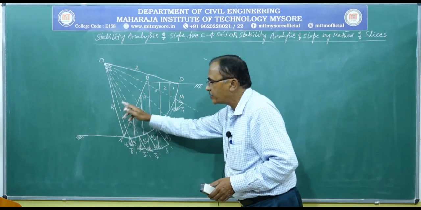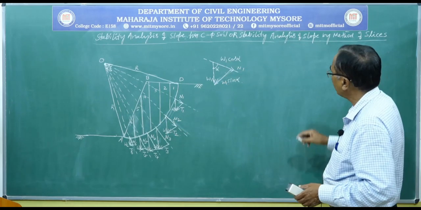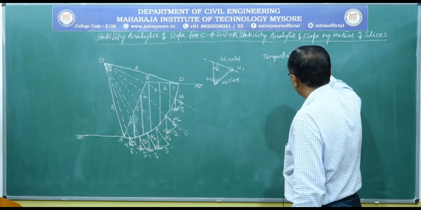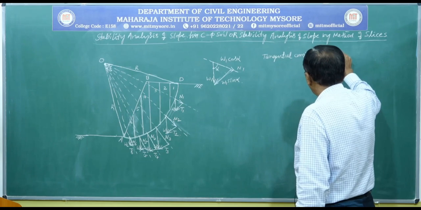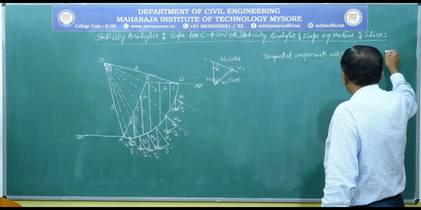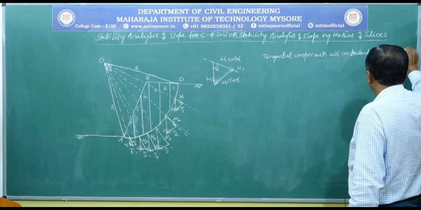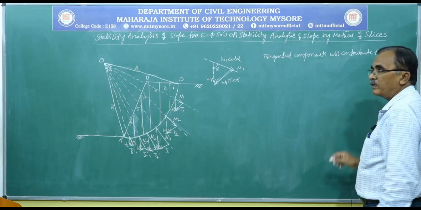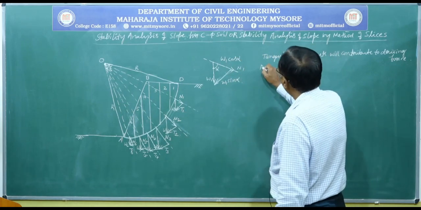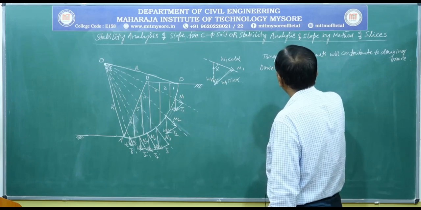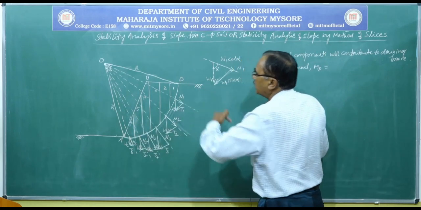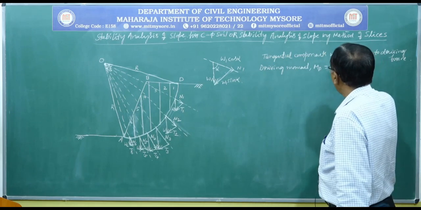Here, all the tangential components will contribute towards the driving force. Therefore, the driving moment caused by all the tangential components of slices, the driving moment MD, is equal to the sum of all the tangential components of slices, that is sigma T.